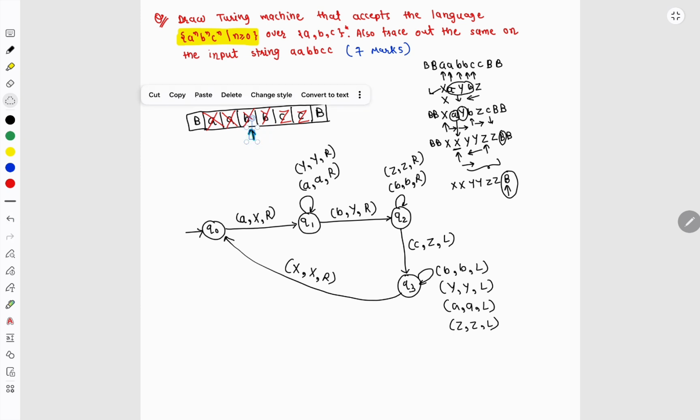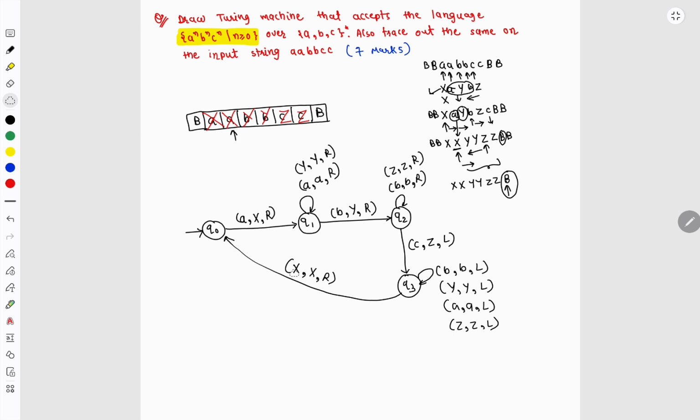Now again capital Y, so it will follow this again. Now the read write head is at capital X. Now Q3 identifies that there is capital X, and this Q3 state will change to the Q0 state. That means the Q3 state will go to the Q0 state.